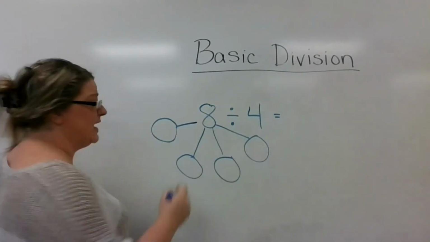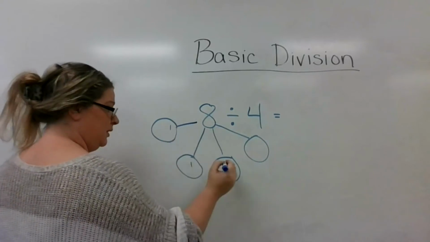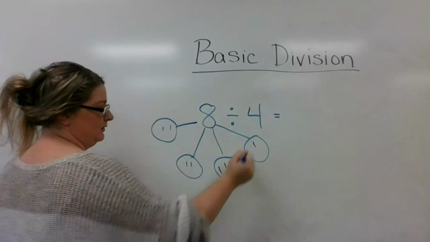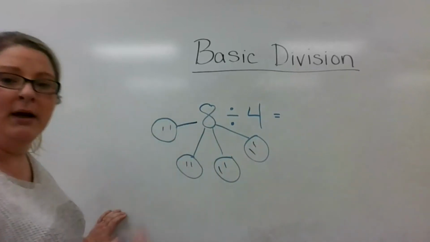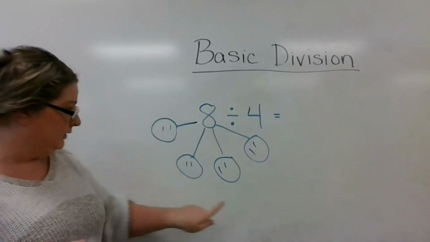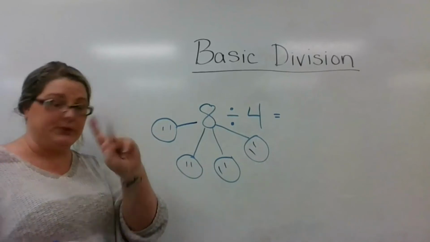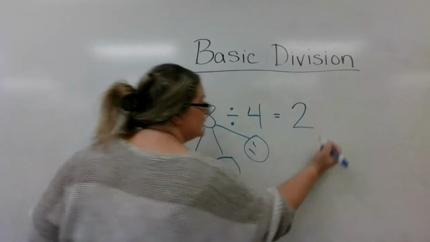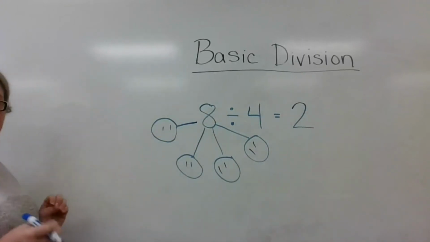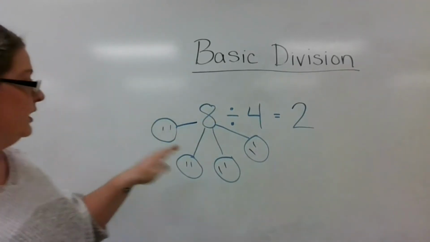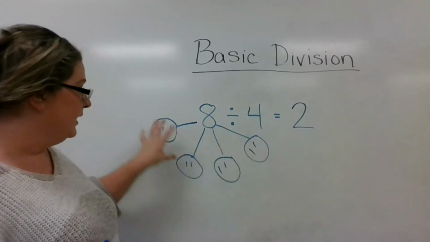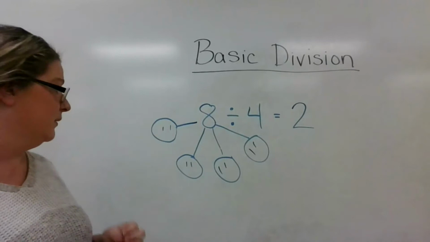The easiest way to do that is go 1, 2, 3, 4, go back to the beginning, 5, 6, 7, 8. It went in equally, 100%. How many are in each? 2. There's only 2. 2, 2, 2, 2, and none left over. So your answer is 2. We split up 8 into 4 groups, and we were equally able to put them into groups of 2.